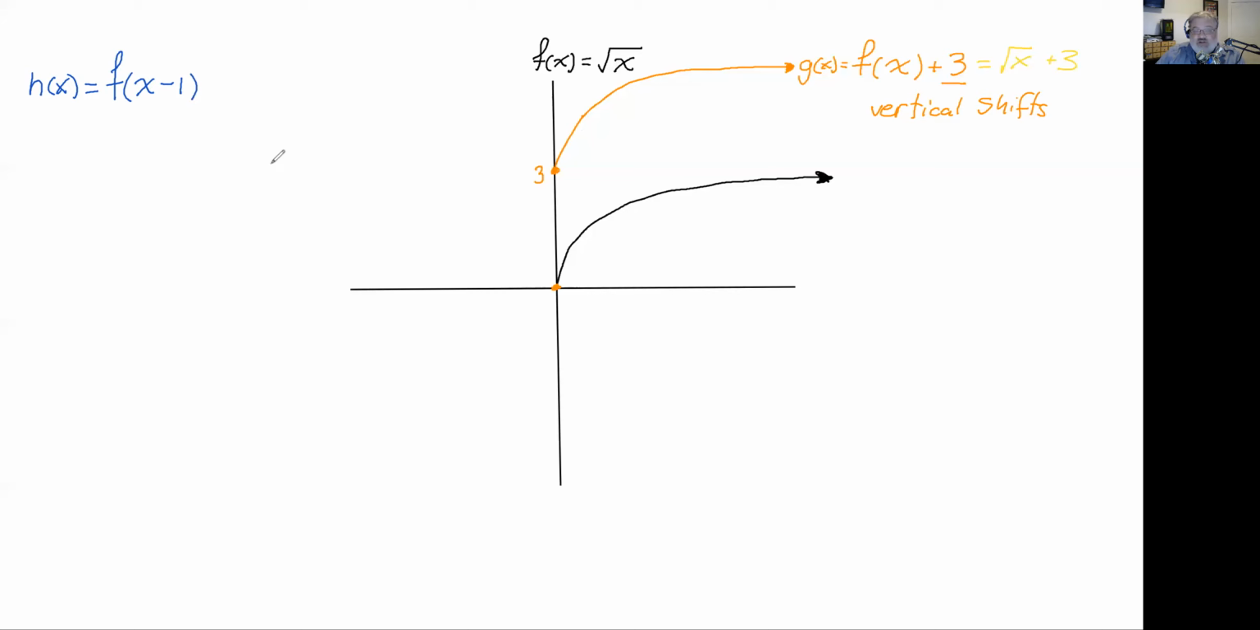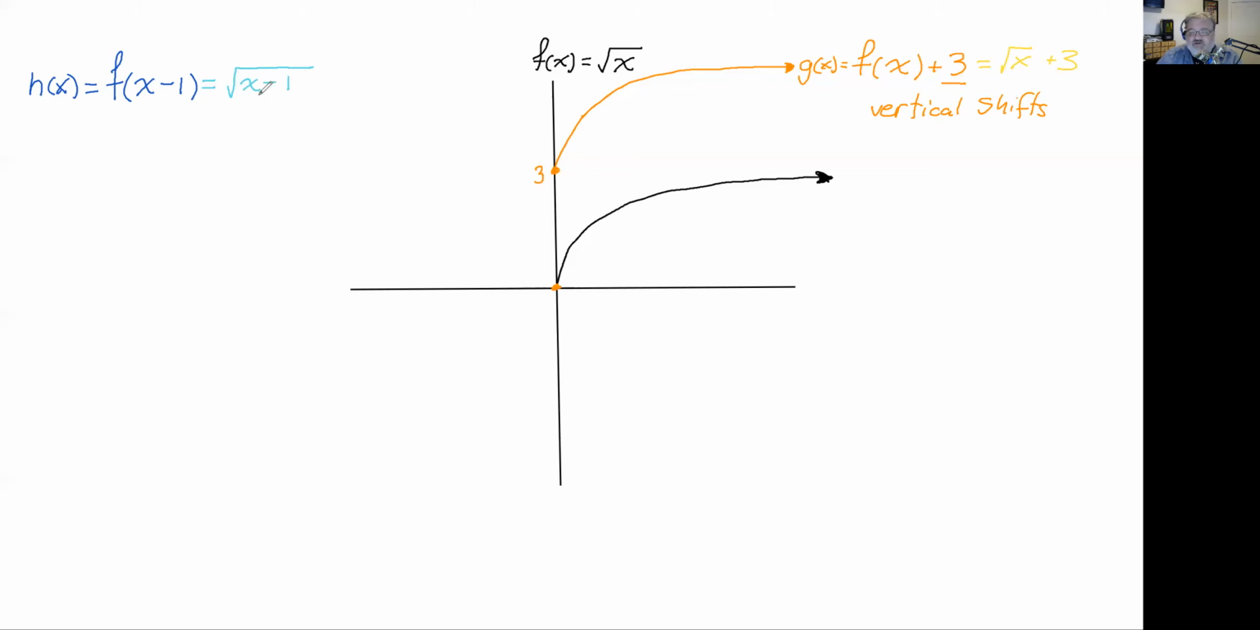Now the distinction here is really important. The distinction between this 3 being added outside of the function, or if you prefer, after the function takes place, the square root occurs, then we add 3, versus this function where the x minus 1 is happening before the function takes place. It's inside the function. So if we were to write this out in algebraic notation, that square root of x, that minus 1, would be occurring inside the function before the function takes place.